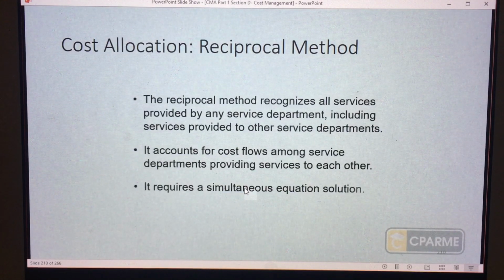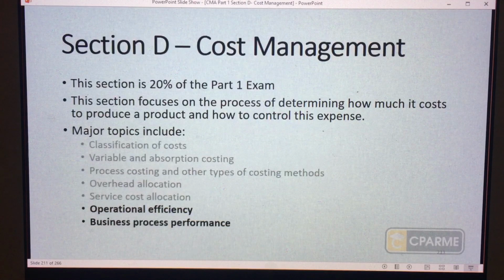This is a summary. So the reciprocal method would recognize all services that were provided by your service departments. So it accounts for all of your cost flows among service departments. So it requires a simultaneous equation solution. So substitution, yung nanap ng term kanina. Substitution into your equations.